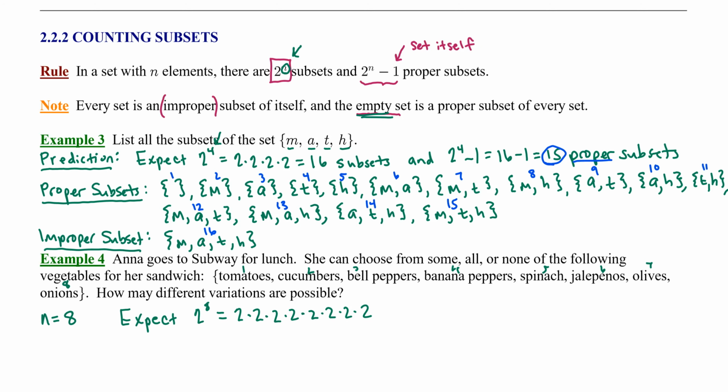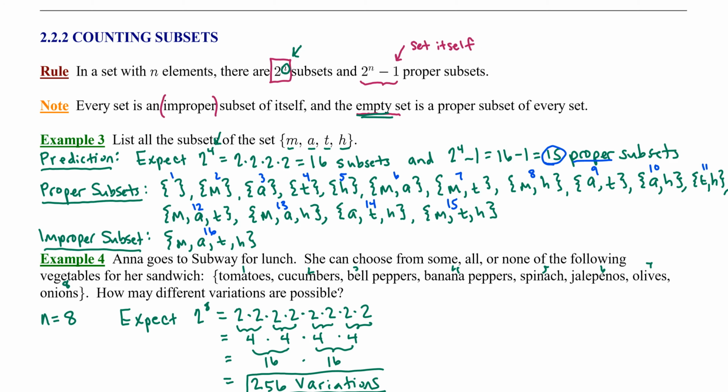Okay, we can do this a little bit at a time. 2 times 2 gives us 4. That one gives us a 4. So on and so forth. Then these two 4s multiply to give us 16. Those two multiply to give us 16. And 16 times 16 is 256. So there are 256 total variations. That includes the possibility that she chooses no vegetables at all for her sandwich, or also she chooses the improper subset, all of the vegetables, and then all of the combinations in between.